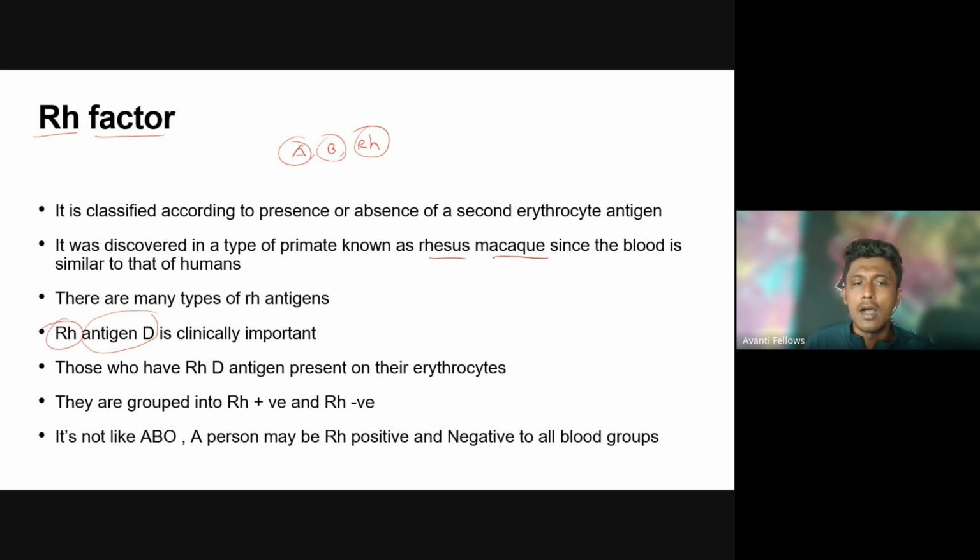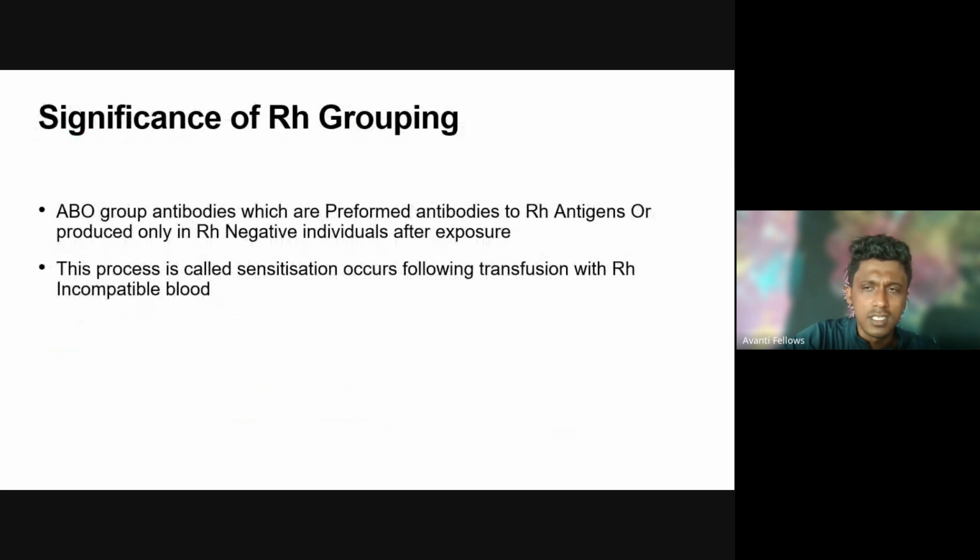Whoever has the RH antigen is called RH positive, and whoever doesn't have the RH antigen is called RH negative. So it doesn't matter whether you have A blood group, B blood group, or O blood group, but the key importance comes with whether you are RH positive or RH negative in certain cases. That's how you get AB positive, A positive, B positive, A negative, right? So that's how you are grouped.